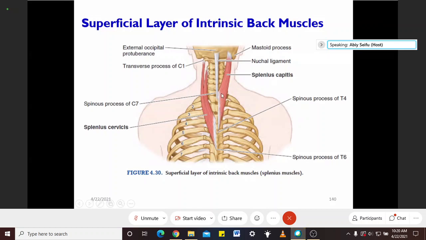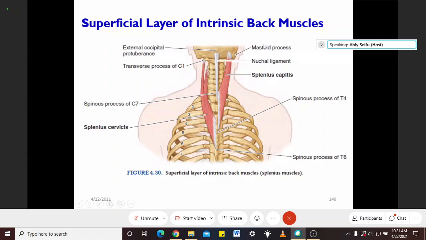It originates from the distal parts of the nuchal ligament and the spinous process of C7 down to the spinous process of T4. Whereas this one extends up to the spinous process of T6, and is inserted on the transverse process of C1, and it extends up to C3, or sometimes up to C4. Therefore, it serves as a bandage.